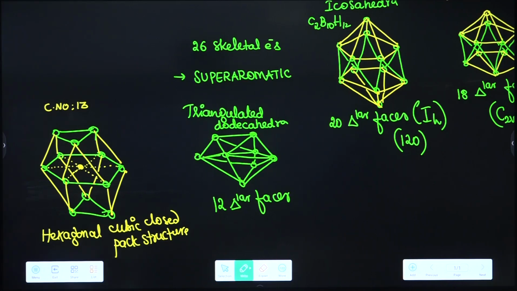This structure is not explained even by Wade's rules or PSEPT, polyhedral skeletal electron pair theory, which failed for these structures. So they went for another kind of theory called hexagonal cubic closed packing structures.